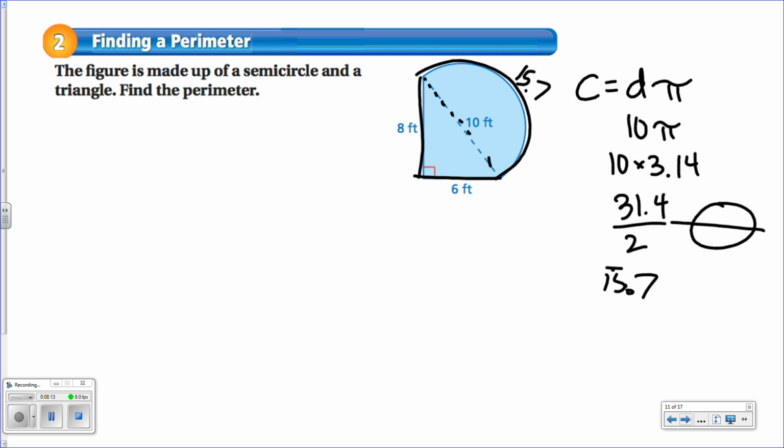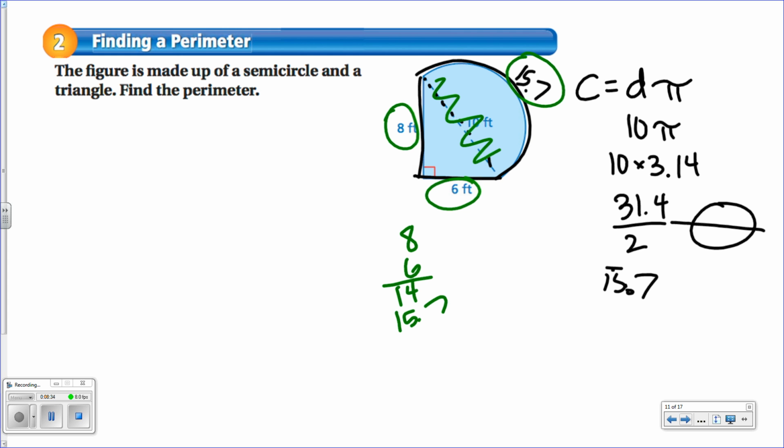So once you figure out each of the measurements, the last step, remember we're trying to figure out how to find the fencing to go around it. So I would need fencing here. I need all 8 feet of this, and this 6 feet, and this 15.7. I don't need to put a fence in here, so I don't count that 10 feet. So 8 plus 6 is 14. And I need to add a 15.7 to that, which gives me 29.7, and I do have units here. It's feet, so 29.7 feet.